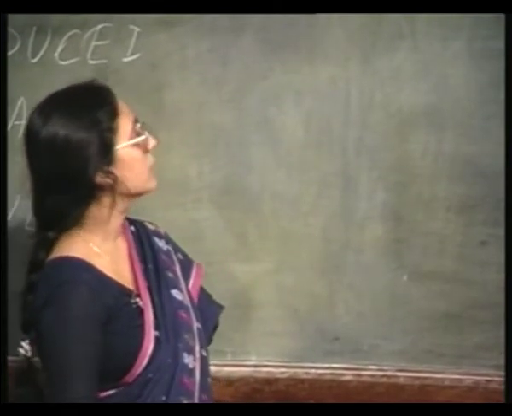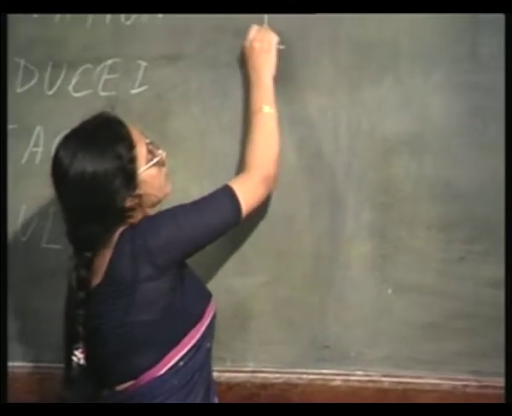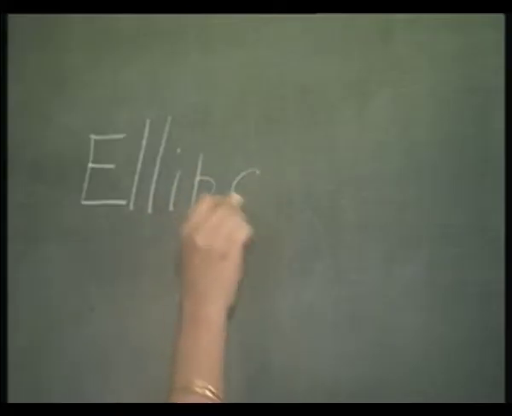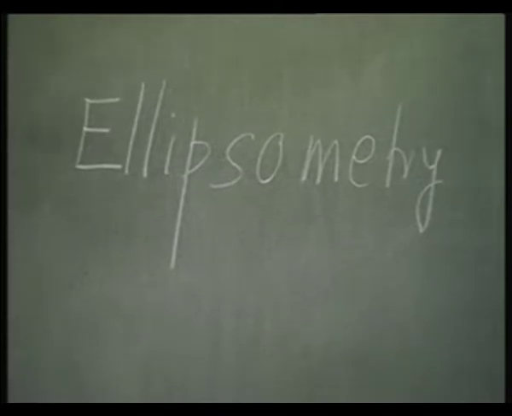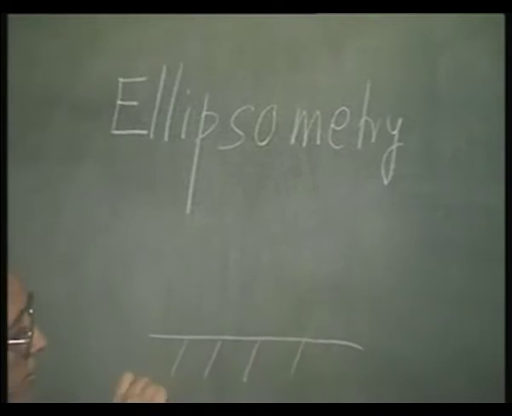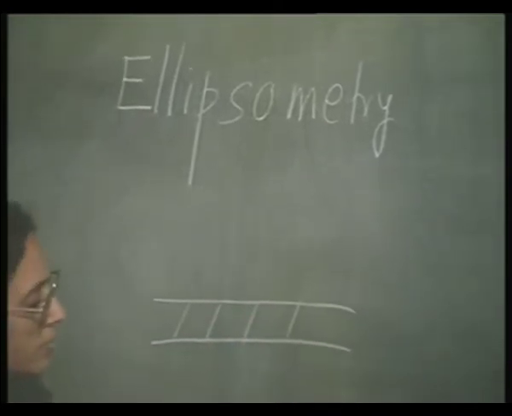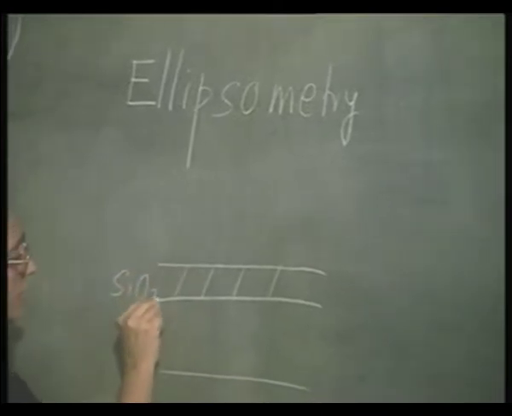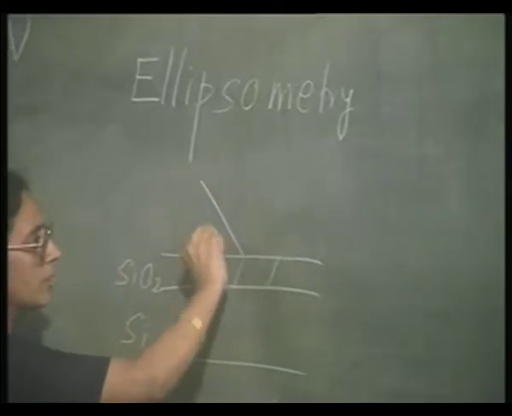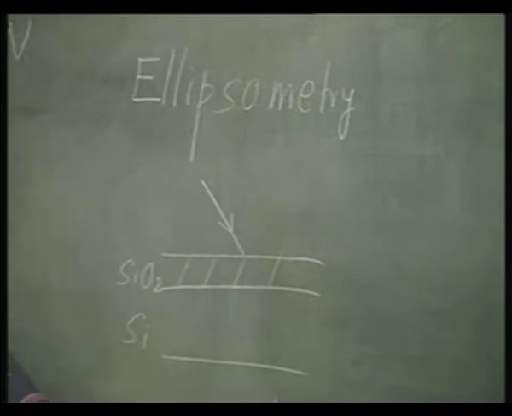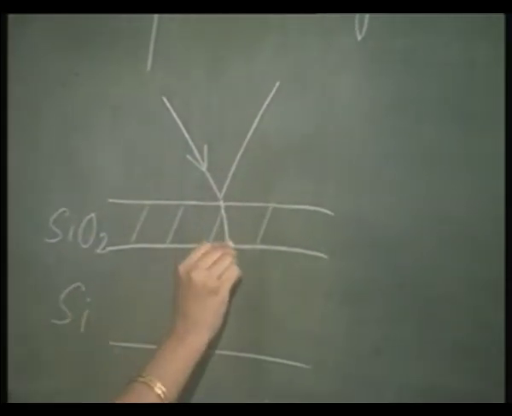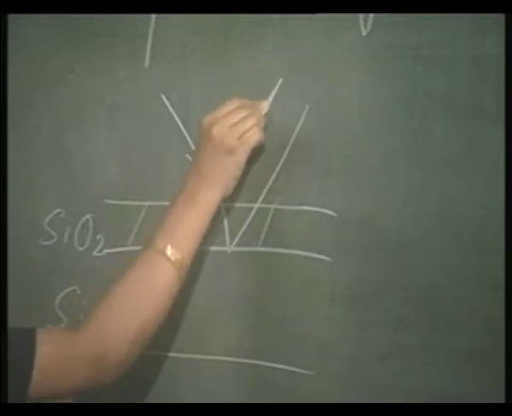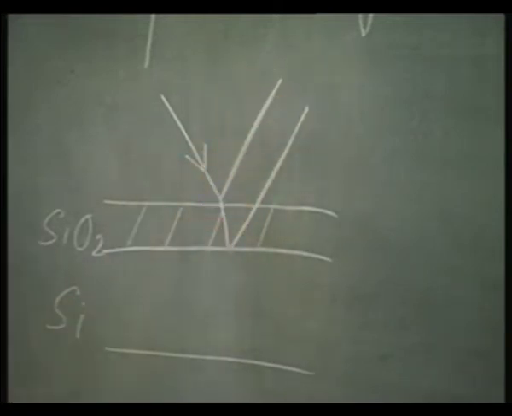A more accurate method of doing so is by ellipsometry. In this technique, a monochromatic plane polarized light is made to be incident on the sample surface. This is silicon dioxide, this is silicon, and a monochromatic plane polarized light is incident on the surface. So, there will be a reflection from this surface and also there will be a reflection from this surface. There will be a phase shift as well as a change in the polarization.